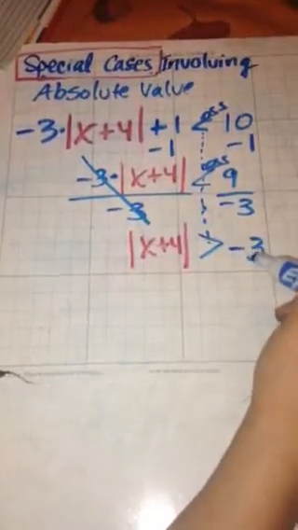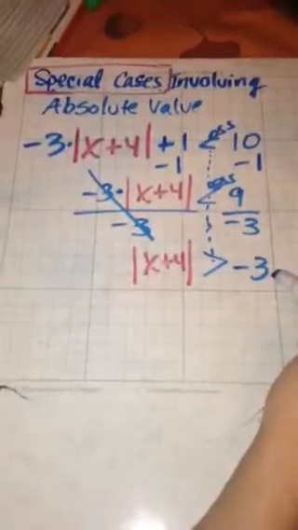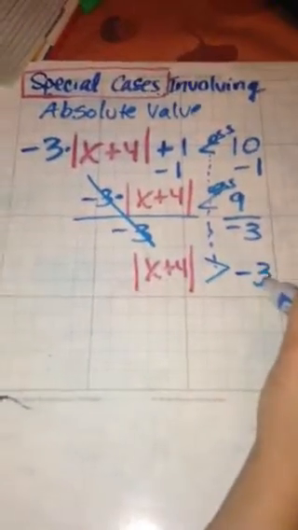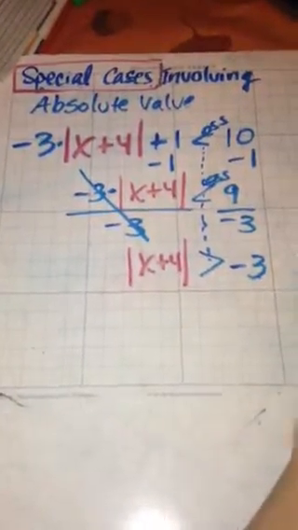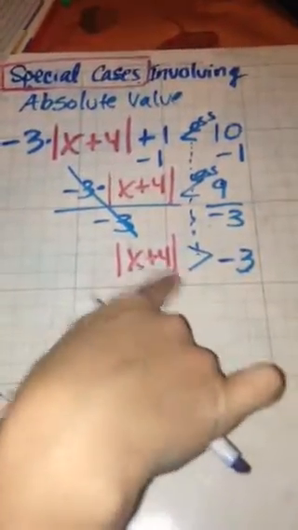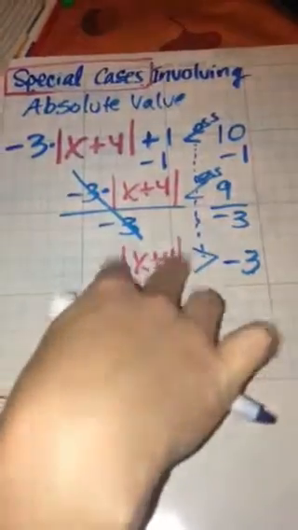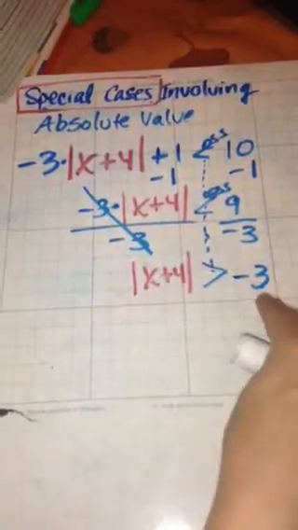So normally when the bars are alone, you make two cases. But here, when you have a negative and absolute value, stop and think. Don't make your two cases. So we're saying some distance, because remember, absolute value is the math way of saying distance. We don't know exactly what distance we're talking about, but some distance is greater than negative 3.